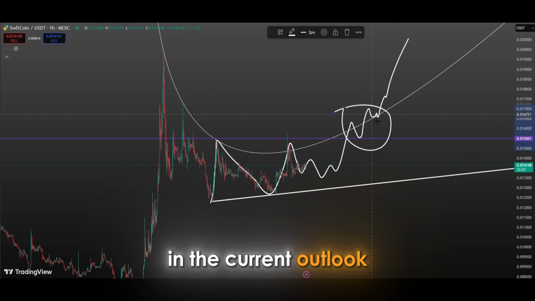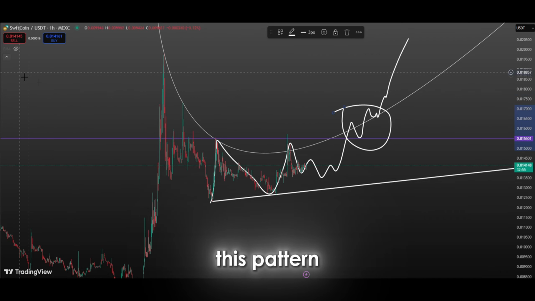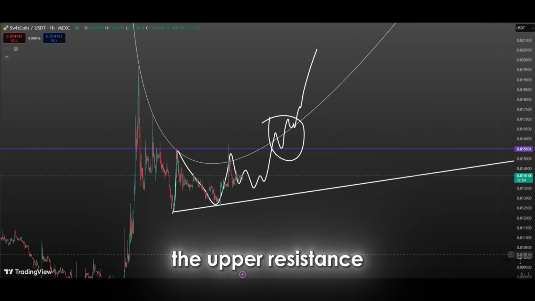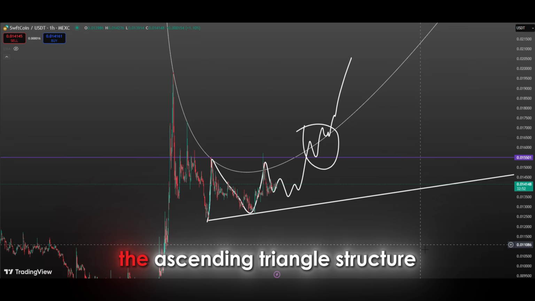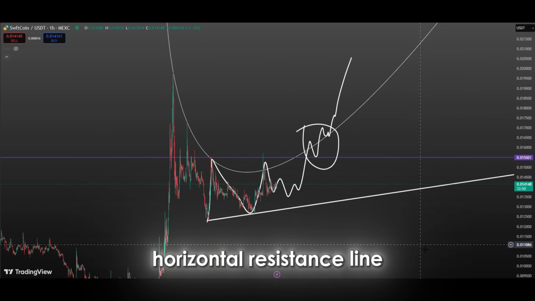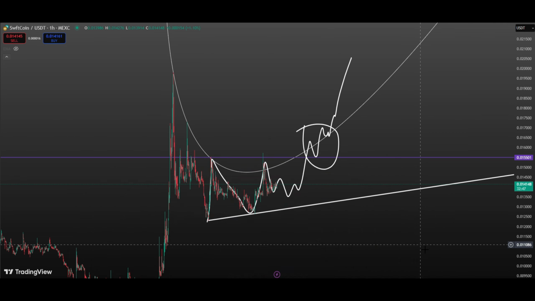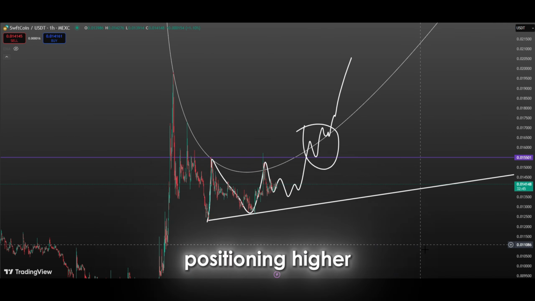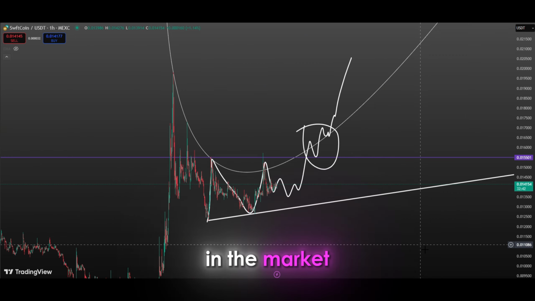In the current outlook, the price continues to move inside this pattern and is getting closer and closer to the upper resistance. The ascending triangle structure consists of a horizontal resistance line in the upper area, with increasingly higher lows on the lower side. This structure indicates that buyers are positioning higher on each dip, meaning that bullish pressure is slowly accumulating in the market.